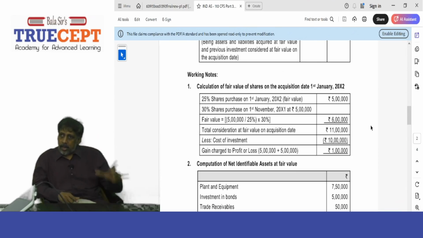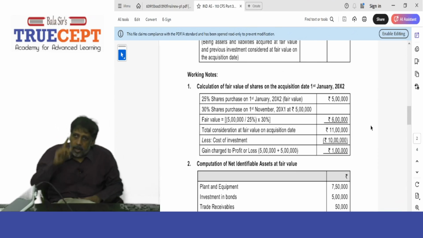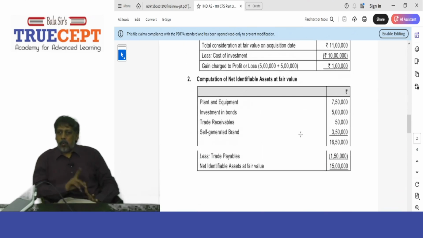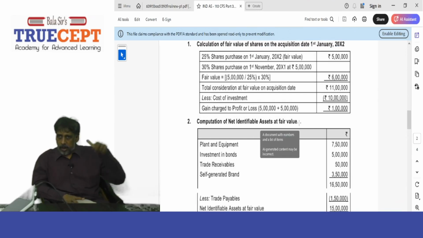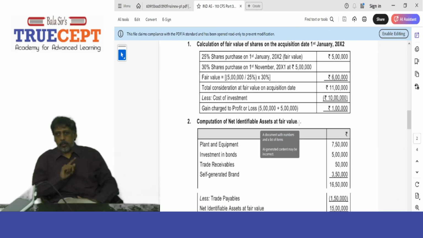Gain to be recognized in my P&L. How much? 1 lakh. Next, don't bother, write 6 lakh minus 5 lakh. 6 lakh, the fair value, minus how much I paid on 1st November? 5 lakh. So 1 lakh increase.